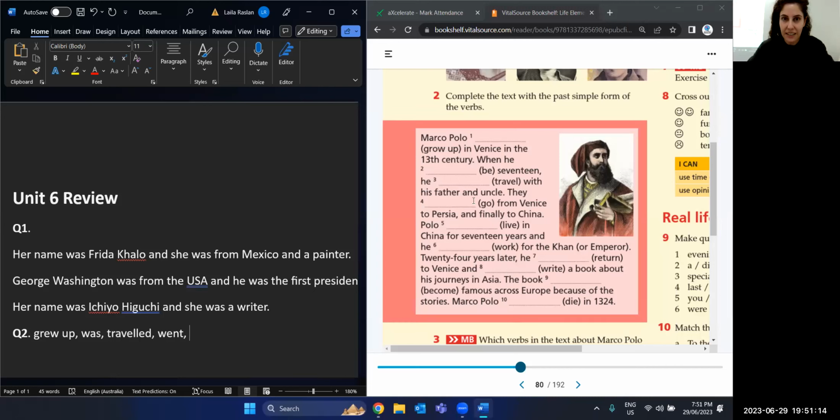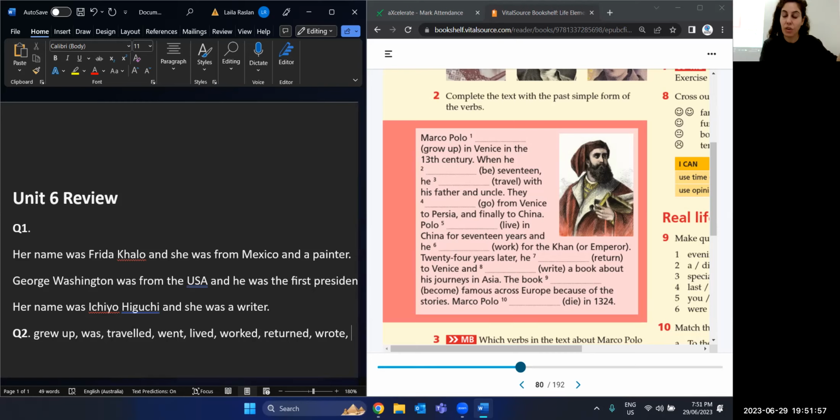So we're up to here. They went from Venice to Persia and finally to China. Polo, so that's his surname, lived, yep, lived in China for 17 years. And he worked, ED. And he worked for the Khan or emperor. 24 years later, he returned. He returned to Venice and wrote.